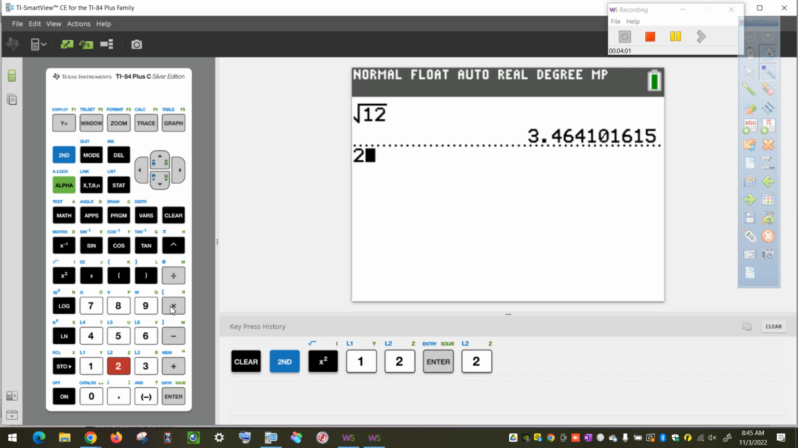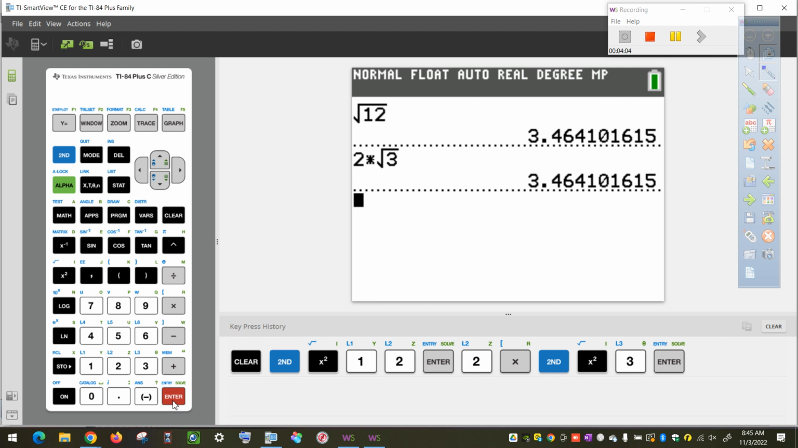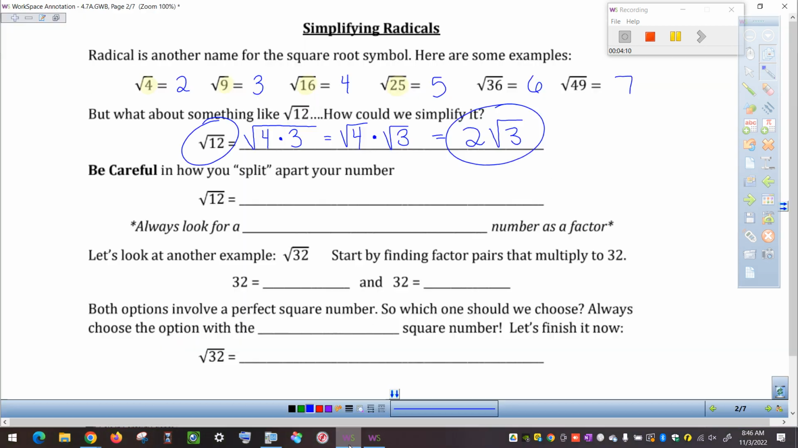And then down here, if I type in 2 times the square root of 3, notice how it's exactly the same thing. So 2 times the square root of 3 is going to be the simplified form of the square root of 12.